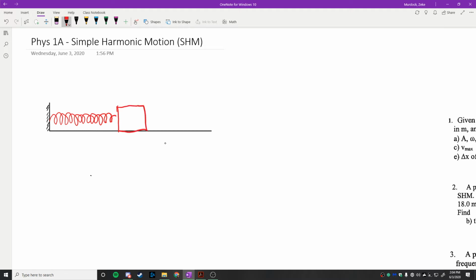And it's going to be what we call a Hooke's law spring. So we're going to have a mass M here. We're going to have a spring that has a spring constant k.